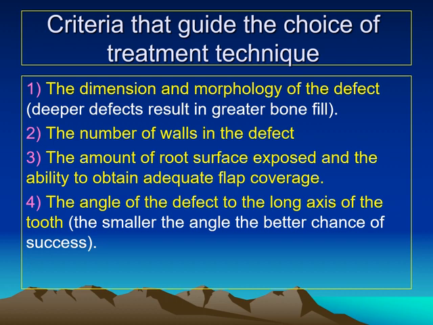The criteria that guide the choice of treatment technique are: number 1, the dimension and morphology of the defect. The deeper the defect, the greater the bone fill. The number of walls in the defect. The 3-wall defects have greater potential to fill than 2- or 1-wall defects. The amount of root surface exposed and the ability to obtain adequate flap coverage. And finally, the angle of the defect to the long axis of the tooth. The smaller the angle, the better the chance of success.